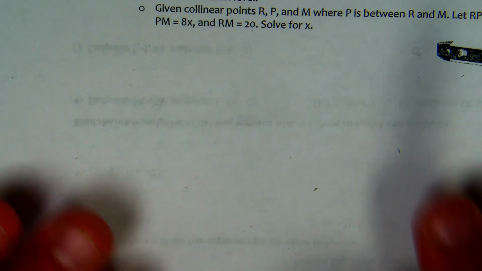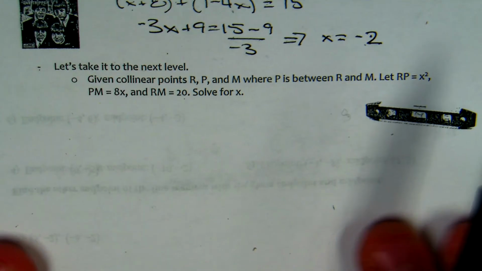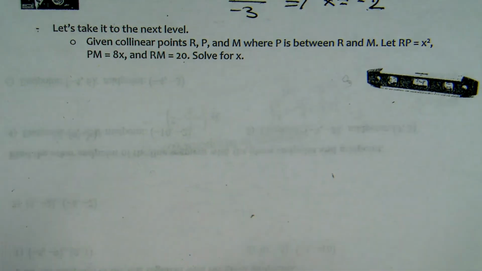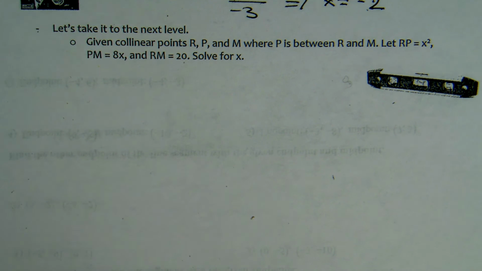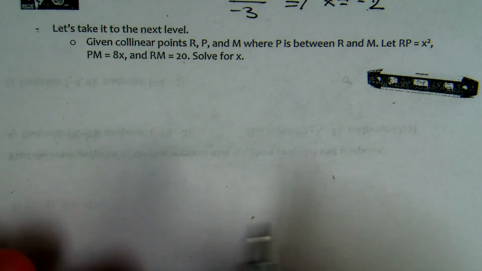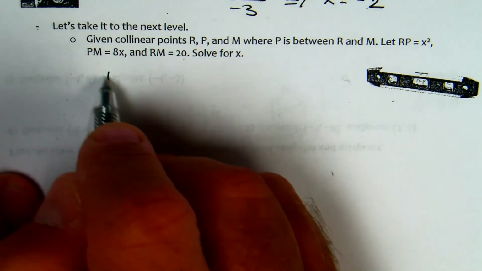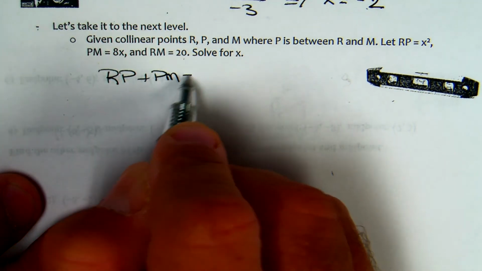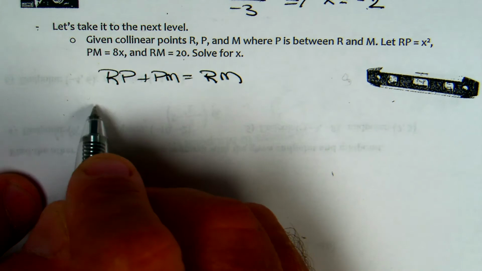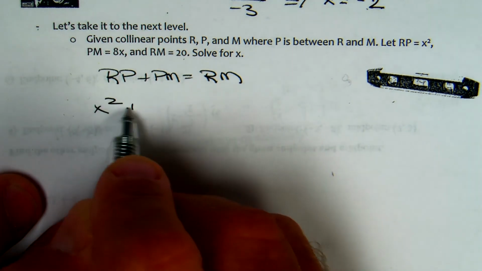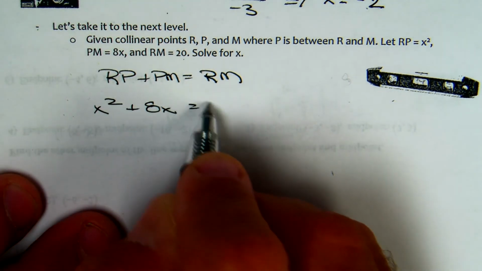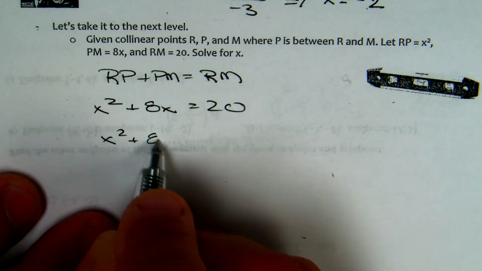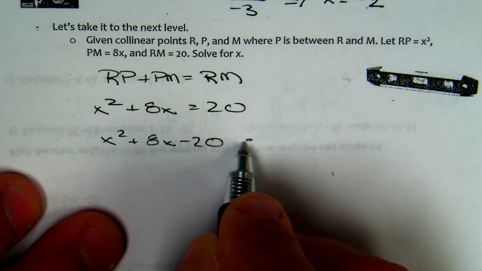Okay, so video 2, now we're going to go to the next level. Given collinear points R, P, and M, where P is between R and M, let RP equal x squared, PM equal 8x, and RM equal 20. Solve for x. So RP, because P is between them, plus PM equals RM. RP is x squared, PM is 8x, RM is 20. All right, x squared plus 8x minus 20 equals 0.